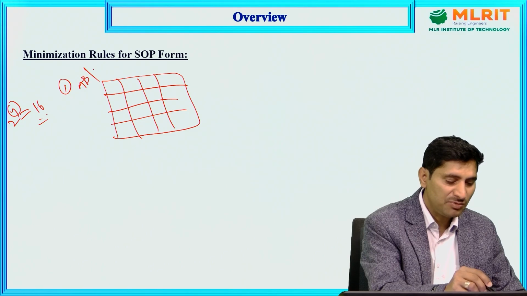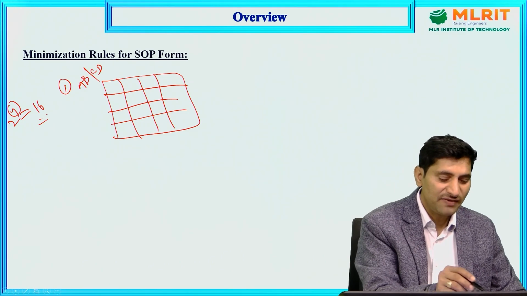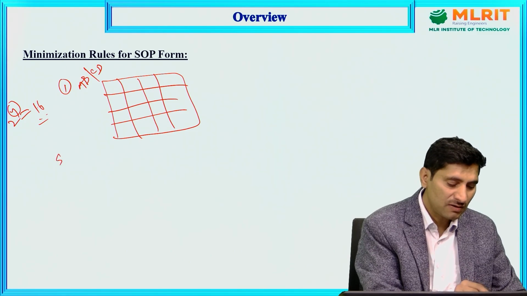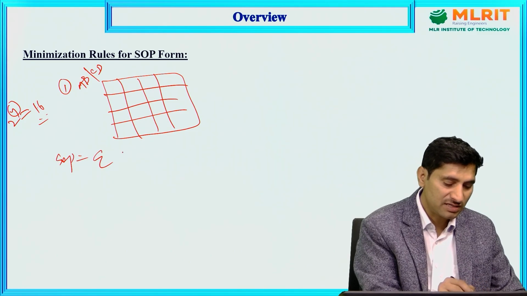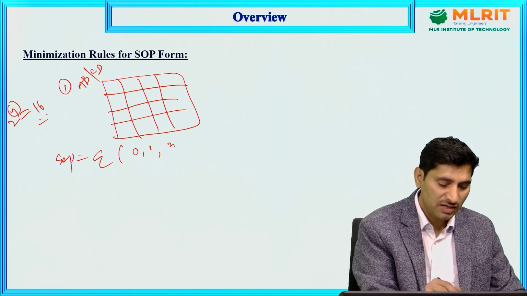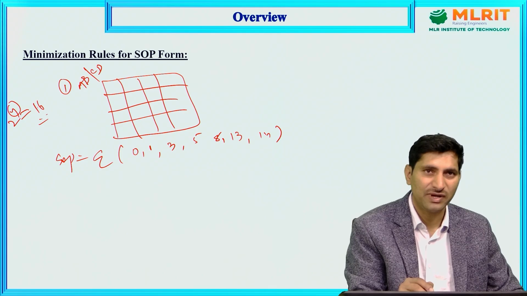Let us take variables A, B, C, D. A certain function is given, an SOP function. Okay. So the SOP function is given like this: 0, 1, 3, 5, 8, 13, 14. These are the terms they have given, the min terms.